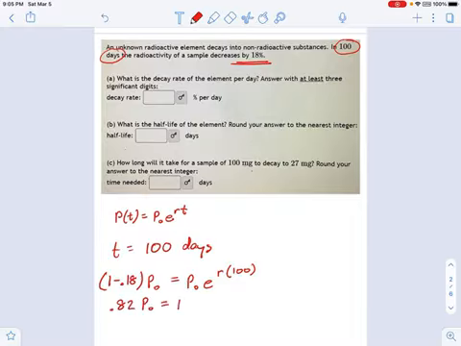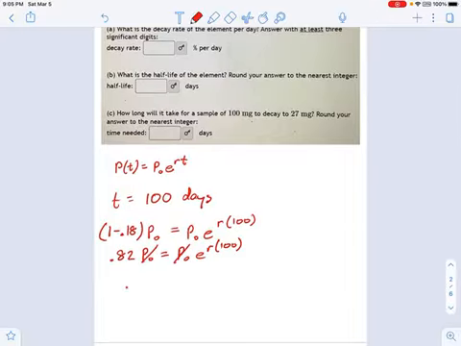So I have an equation that looks like this. 0.82 P naught equals P naught times e to the R times 100. Now, what that means is I can cancel out my P naughts, and now I have this. This is very useful. 0.82 equals e to the 100R. I only see one variable in here. We can solve this using a natural logarithm.